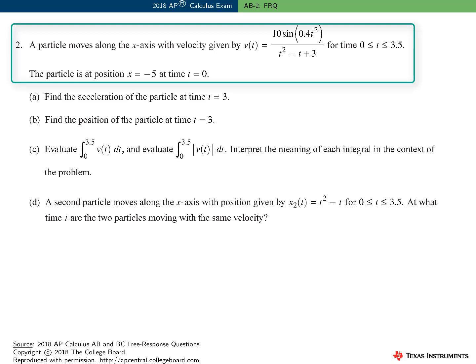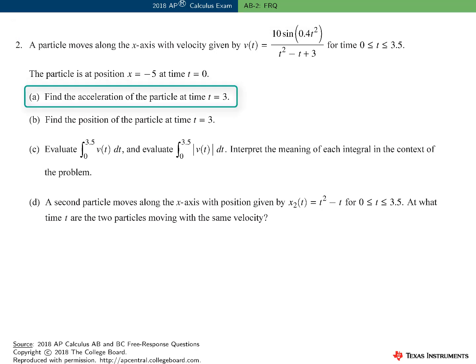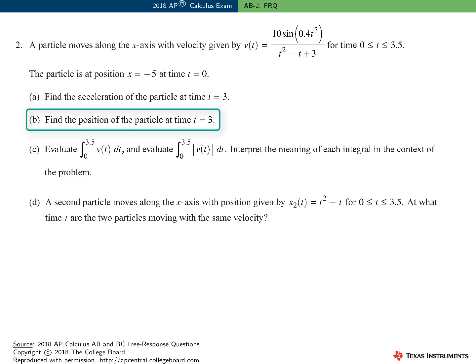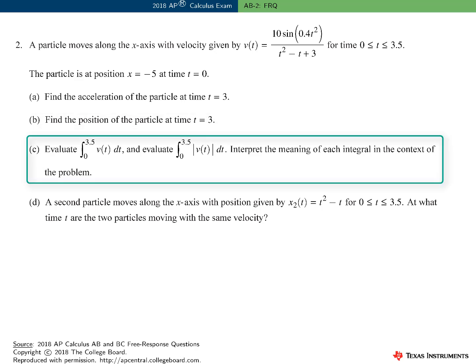This problem involved a particle moving along the x-axis with velocity given by v of t. And we also know the initial position of the particle. In part A, we need to find the acceleration of the particle at time t equal 3. In part B, we need to find the position of the particle at time t equal 3.